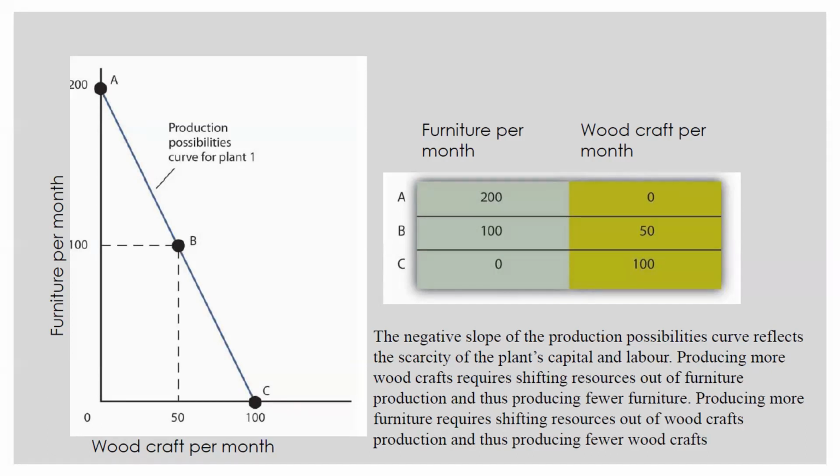So you can see a negative slope on this production possibilities curve. Negative slope in the sense we have a slope in this way. If it is a slope in the other way, it will be a positive slope. Since we have a negative slope here, the curve reflects the scarcity of the plant's capital as well as the labor.